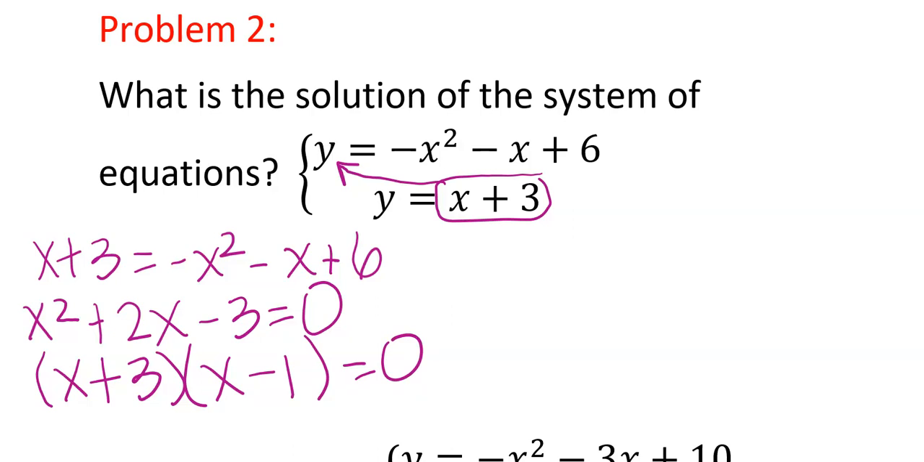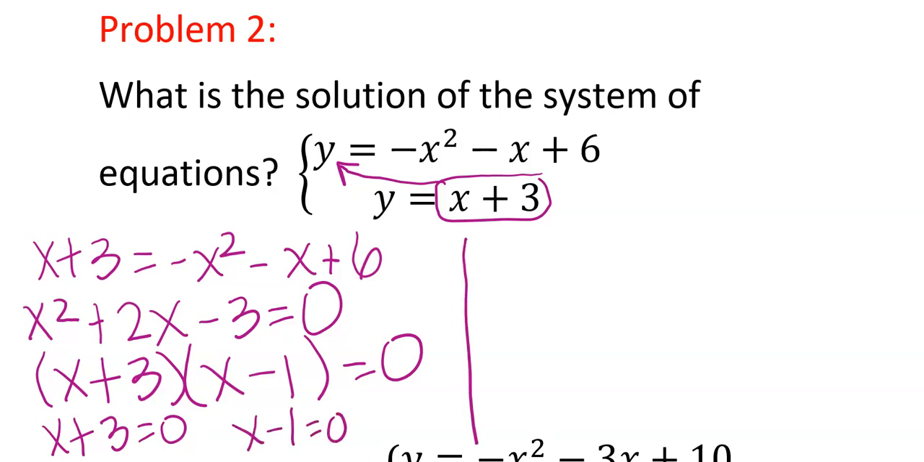And then we go and we solve each one. So for this one, x plus 3 equals 0. For the next one, x minus 1 equals 0. So x equals negative 3 and 1. But we want solutions, so we also need to know the y's that go with those. So now we're going to plug them in. So before, all we had to do was factor and get 2 numbers. Now, since there's y's involved, we do need to know what those are as well.